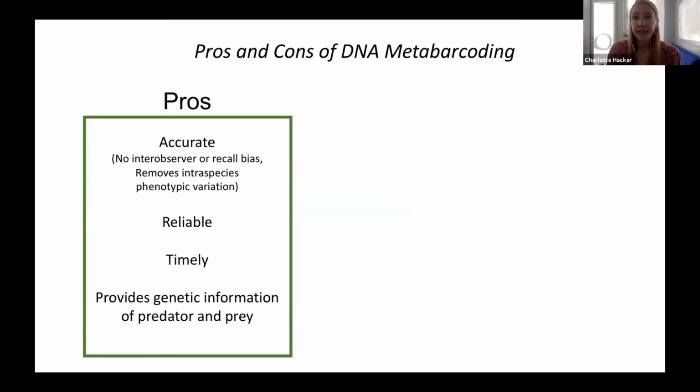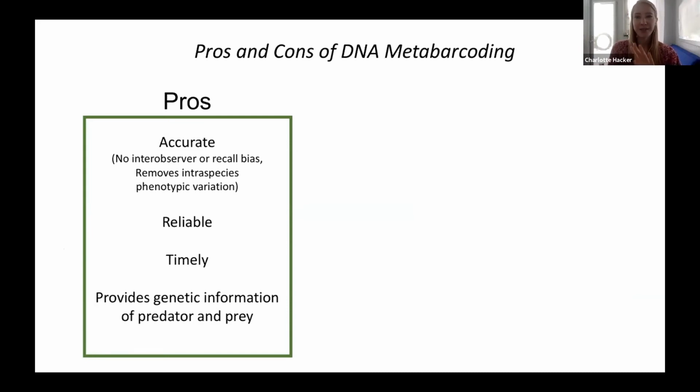So pros for the DNA metabarcoding approach is that it's accurate. You don't have inter-observer or recall bias associated with microhistology or interviews, and you get rid of the intraspecies phenotypic variation that commonly causes misidentifications with things like microhistology. It's also reliable and it's timely. You can get through this pretty quickly.